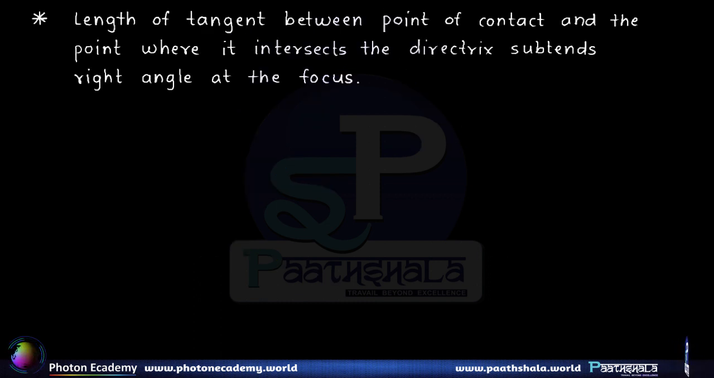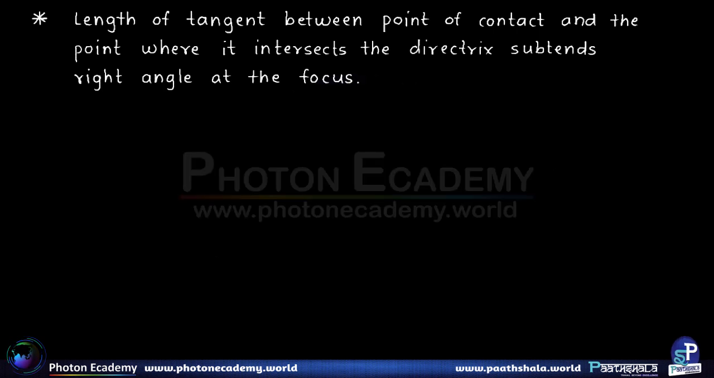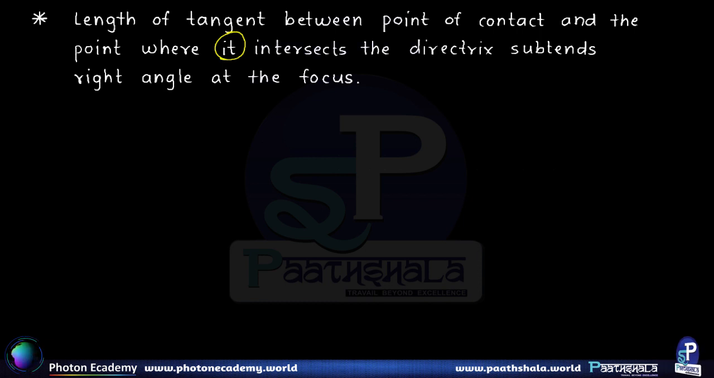Length of tangent between the point of contact and the point where it intersects the directrix subtends a right angle at the focus. So let's read once again. Length of tangent between the point of contact and the point where the tangent intersects the directrix, that subtends a right angle at the focus.